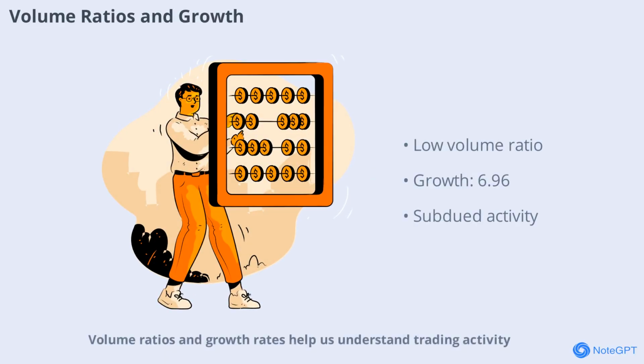Volume ratios and growth rates help us understand trading activity. ARRT's 20-day volume ratio is just 0.248, and the volume growth rate is 6.96. These low figures indicate that trading activity has been subdued, with only occasional spikes. This lack of consistent volume makes it difficult for the stock to establish a strong trend or attract new buyers.